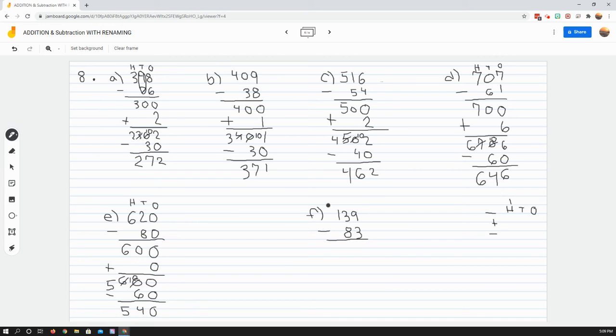540. There you go. So let's do letter F. 139 minus 83. I look at my hundreds place. 100, it's 1. Do I have to subtract something? No, I'm just going to drop that. It's going to be 100.